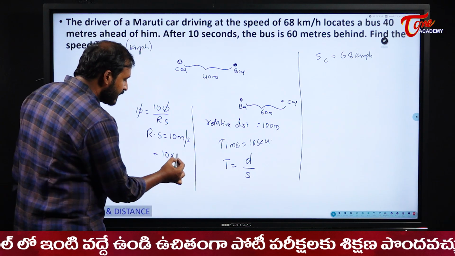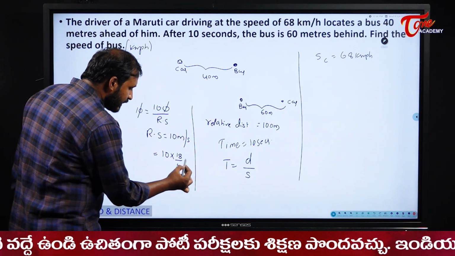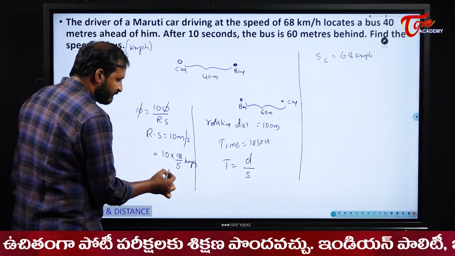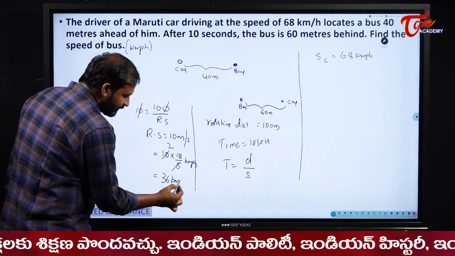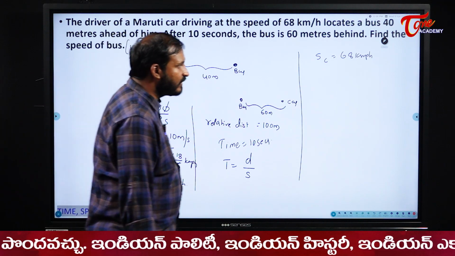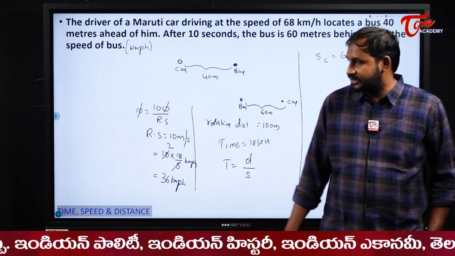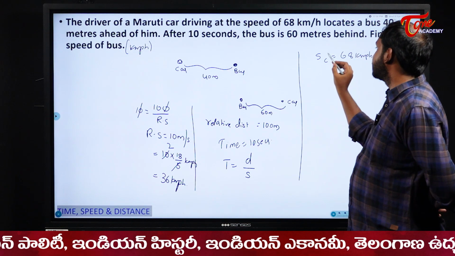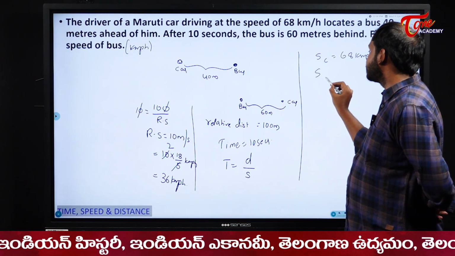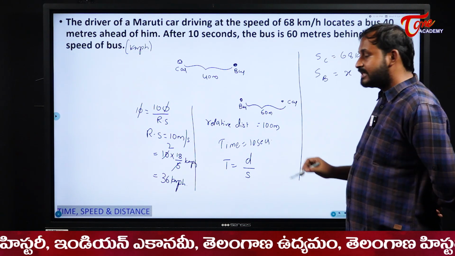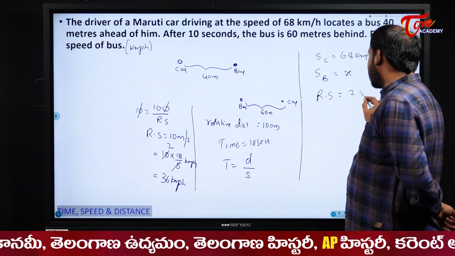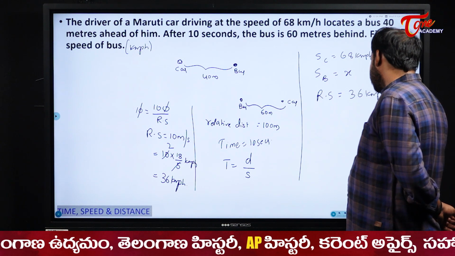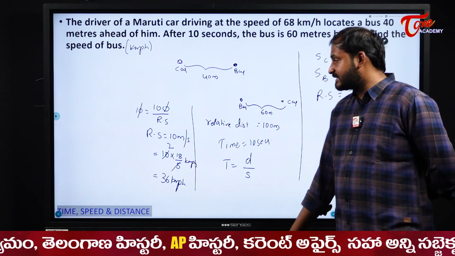How can I convert it into kmph? 10 into 18 by 5 kmph. 5 ones are 5, 5 twos are 10, so it becomes 36 kmph. The relative speed is 36 kmph. Speed of the car is 68 kmph. Speed of the bus we don't know, let us assume it as some x, but the relative speed between the speed of the car and the speed of the bus is 36 kmph. Just now we calculated it, 36 kmph.